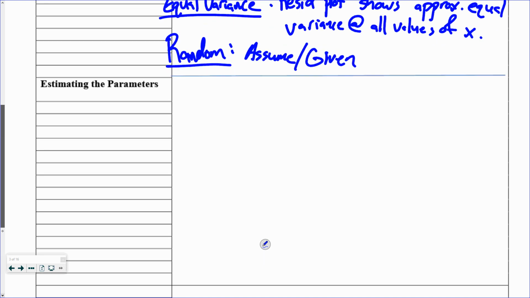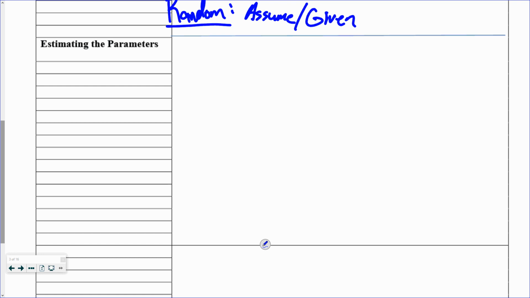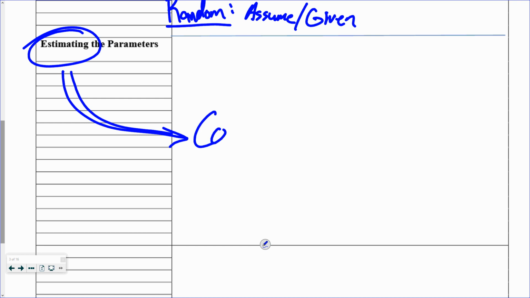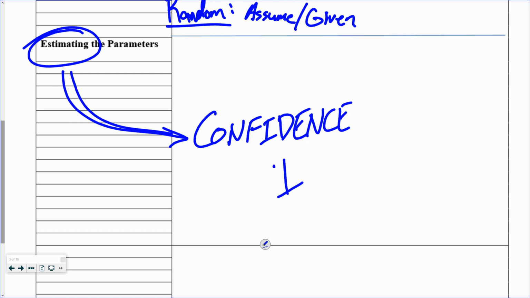So next thing we're going to be doing is estimating the parameters. And if you haven't figured out, when we see that word estimating, we need to be thinking confidence interval.